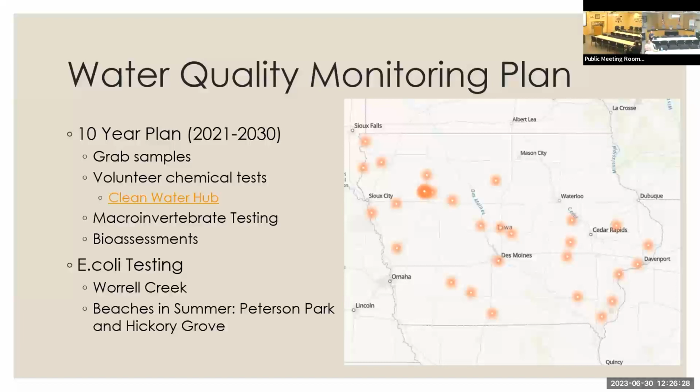So that is one aspect of E. coli. And then I'm just going to touch on the beaches. All of these dots on this Iowa state map are beaches that are monitored weekly in the summer. So we test at Peterson Park and we test at Hickory Grove. We send samples in weekly. We get the results Friday. And that data is all on the Iowa DNR summer beach monitoring website. And we have been good this summer, no issues with E. coli at either place.